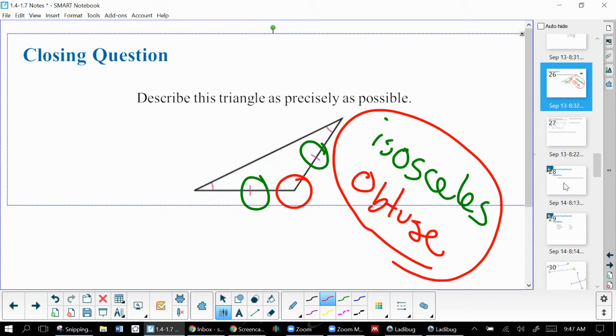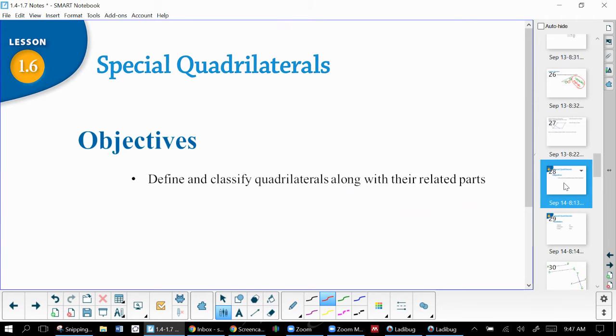Okay, jumping right along here. Section 1.6 is about special quadrilaterals. So we just talked about the vocabulary that goes with triangles. Now we're going to talk about the vocabulary that goes with quadrilaterals. This one I'm going to put up the pictures and you're going to try to write down the definitions and then we'll talk about them. So you will have to do a little responding in this video.